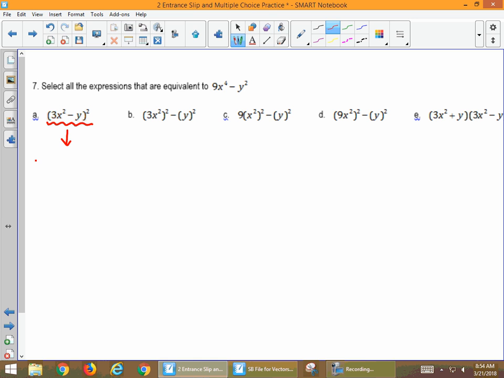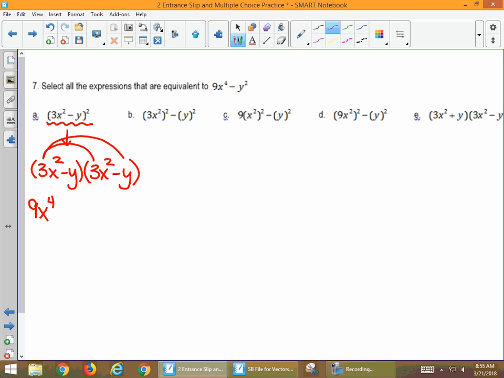Times it by itself. So this means this, 3x squared minus y times 3x squared minus y. So what we have to do here to see if this one matches is double distribute through this. Now, if it doesn't match, you can be done in the first place you see it not match. So 3 times 3 is 9. What's x squared times x squared? X to the 4th. Awesome. I knew what you meant, though.